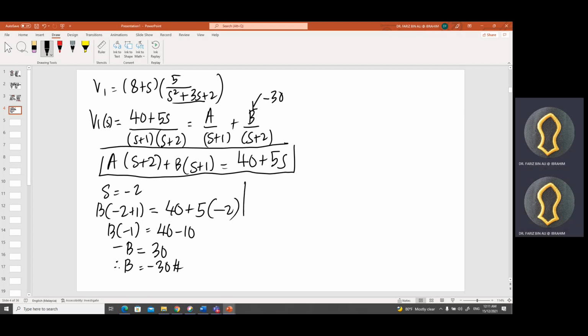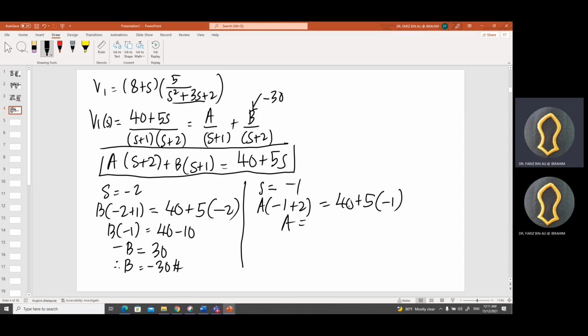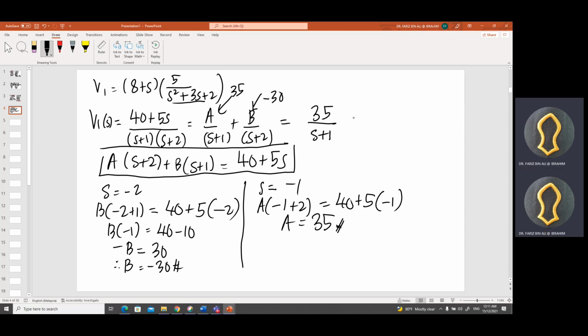Right. For another value of s, I can choose s equal to minus 1, because if I choose minus 1, then B will be gone. A times (minus 1 plus 2) is equal to 40 plus 5 times minus 1. Okay, so A is equal to 40 minus 5, which is 35. So my A is known here, which is 35. So we just rewrite this as 35 over s plus 1 minus 30 over s plus 2.